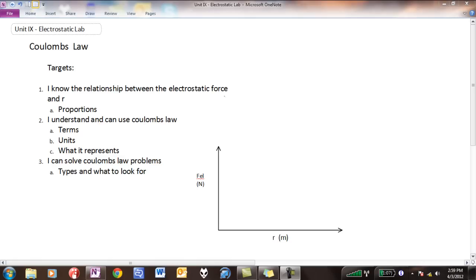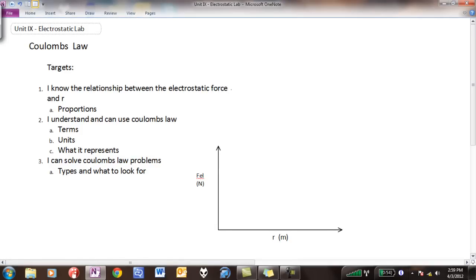For those who are missing, I'd say stick around for the whole thing. It should really recap a lot of the things that we talked about today in class. So, taking a look at targets for today. I know the relationship between the electrostatic force and R. There is a weird relationship between these two, and that relationship between the electrostatic force and R is different than what we're normally used to.